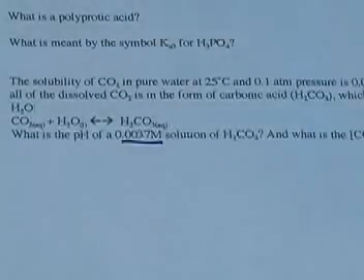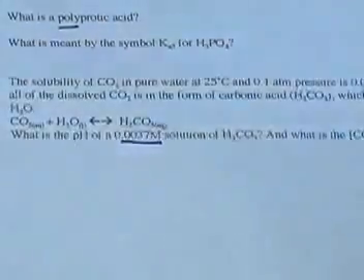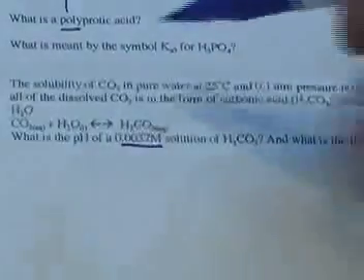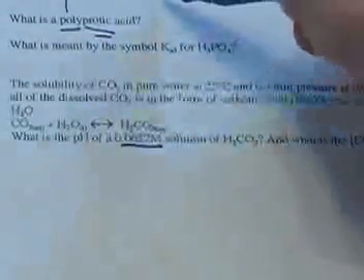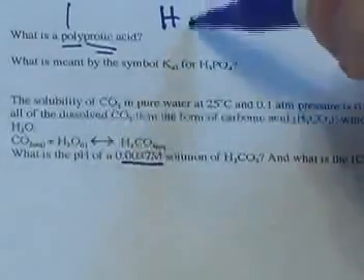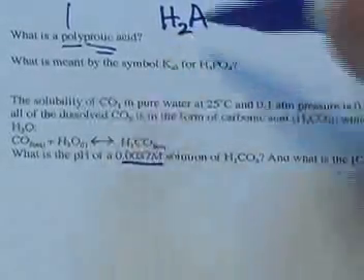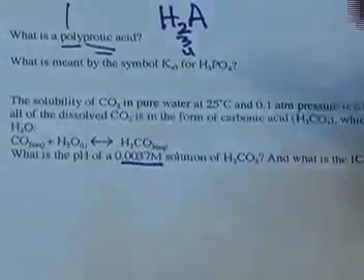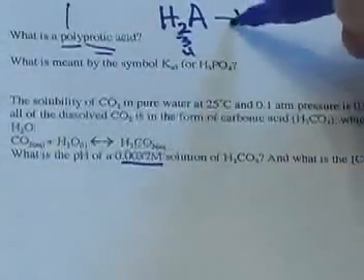In this videocast, we'll look at polyprotic acids and weak bases. What is meant by polyprotic acid? Well, the prefix poly means many, or more than one anyway, and protic means proton. So a polyprotic acid would mean that there's more than one H and then some anion. So H2A, H3A, even H4A, meaning that there's more than one possible dissociation for this acid.